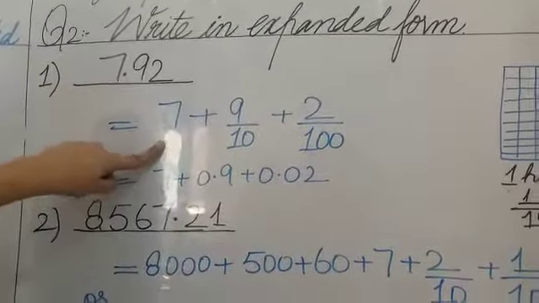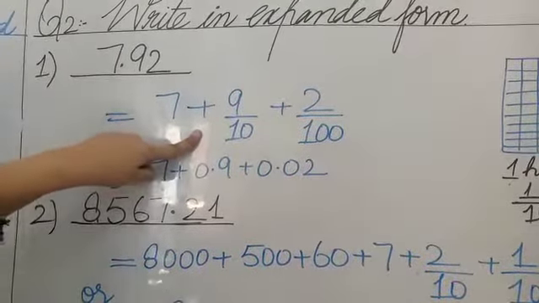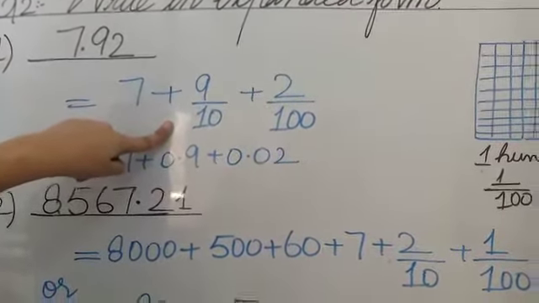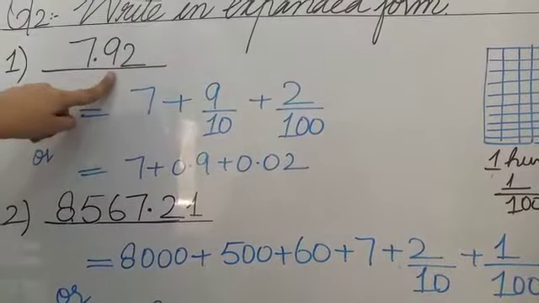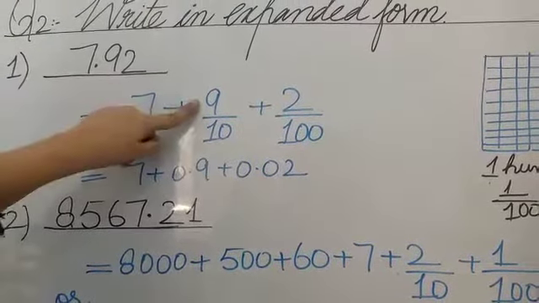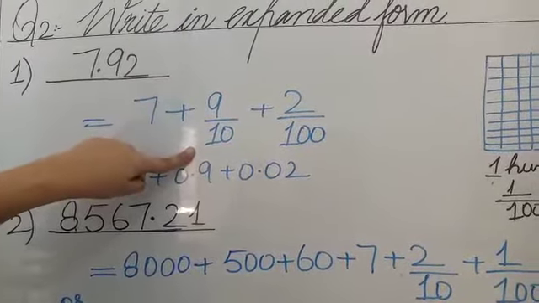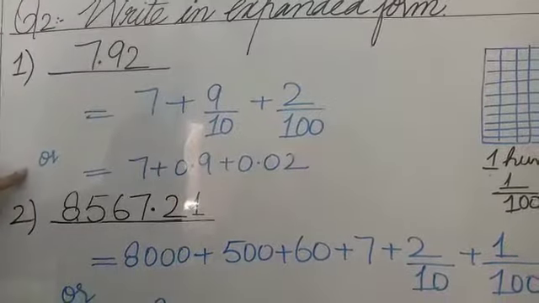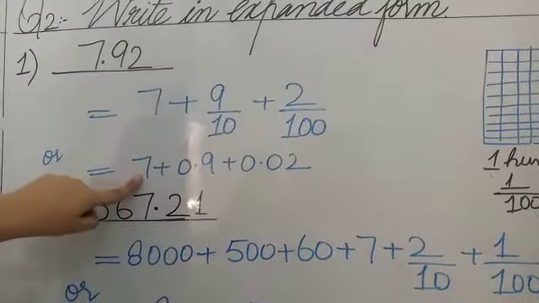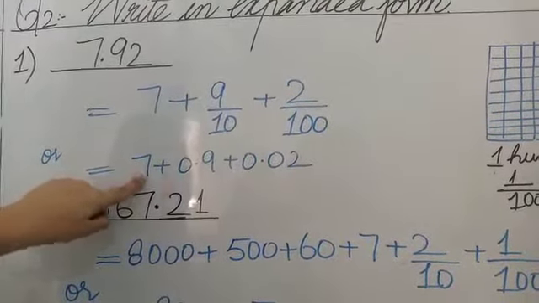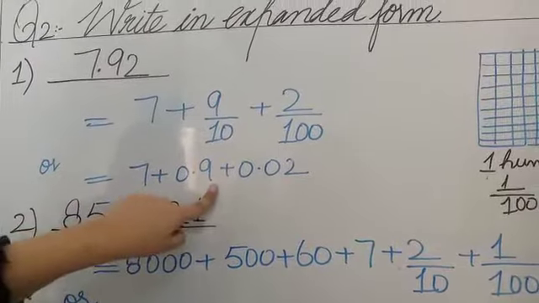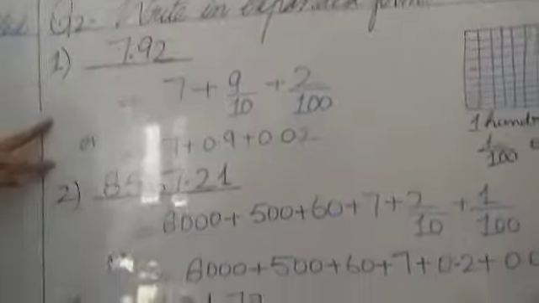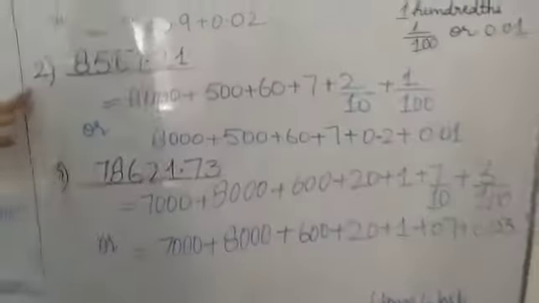So you write 7 as it is, plus. You should write the sign in expanded form. You use the sign plus. अब ये देखिए 9 जो है आपके पास पॉइंट के बाद में है, so you write 9 by 10. 9 by 10 is the form of fraction, plus 2 by 100. So you write in another way, डेसिमल की फॉर्म में आप इसको राइट कर सकते हैं 7 प्लस 0.9 प्लस 0.02. These are the two ways to write in the expanded form.